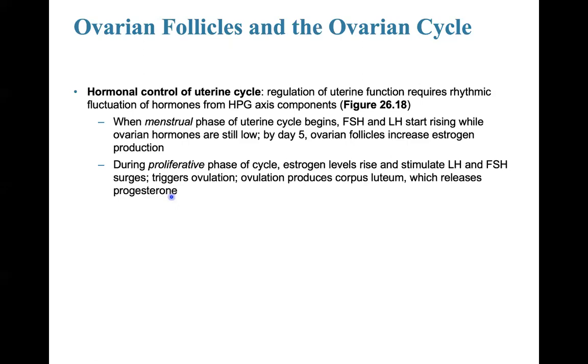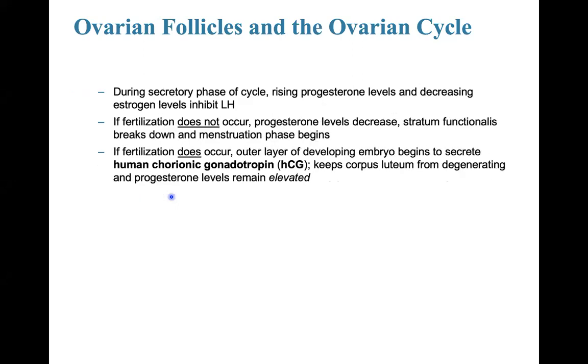During the proliferative phase of the cycle, estrogen levels rise and stimulate LH and FSH surges. This triggers ovulation. Ovulation produces the corpus luteum, which then will control the release of progesterone. During the secretory phase of the cycle, rising progesterone levels and decreasing estrogen levels will inhibit LH. If fertilization does not occur, progesterone levels decrease, the stratum functionalis breaks down, and the menstrual phase begins.